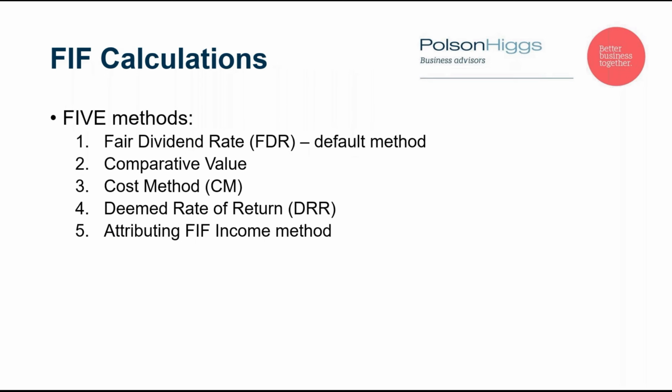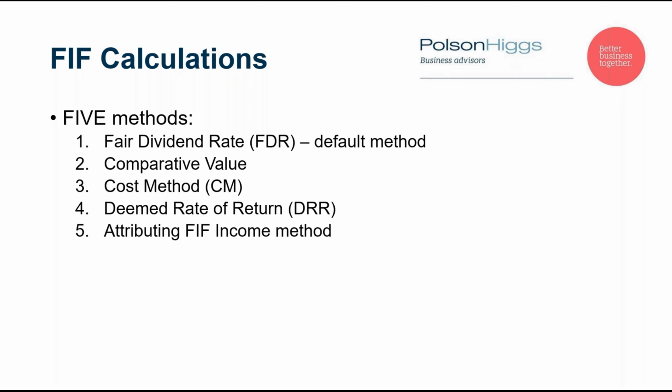So now that we've decided we have some FIF interests and we've got some FIF shares, how do we go about calculating our income under the FIF rules? There are 5 different methods we can use to calculate our income under the FIF rules. The first two are probably the most common, the fair dividend rate or FDR method, and that's the default method, and the comparative value method. So for most people, that's about the extent of where they'll be. They'll be in one of those two methods.